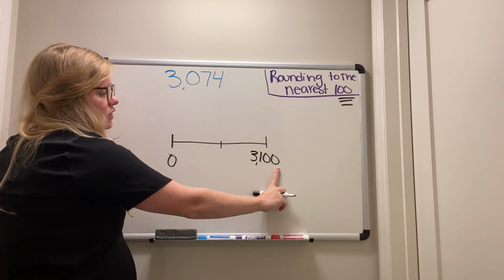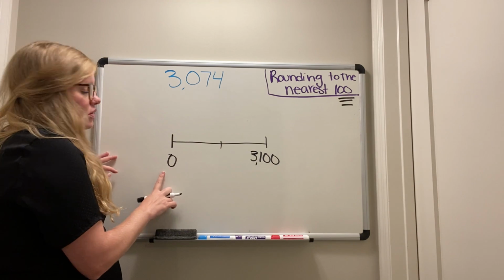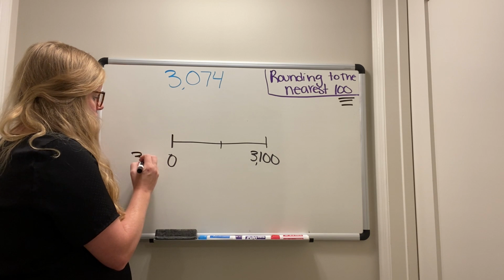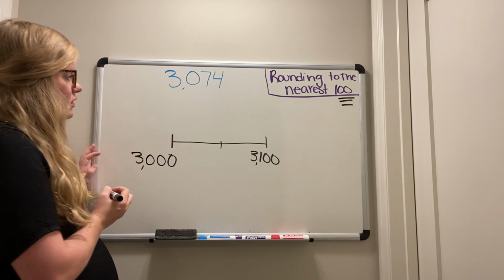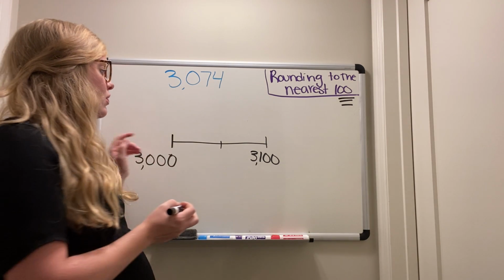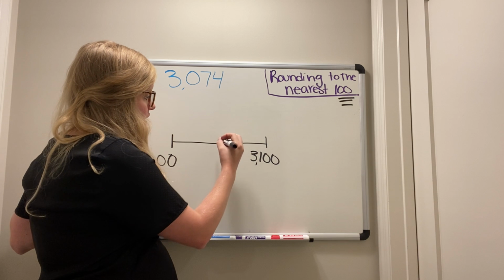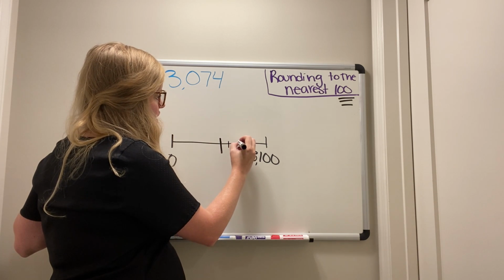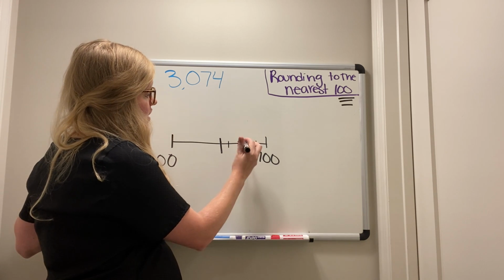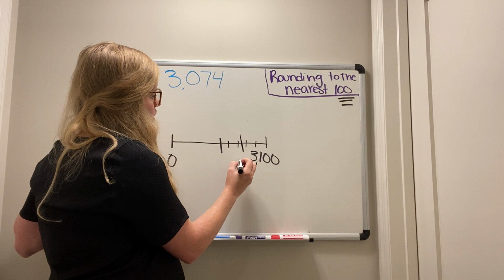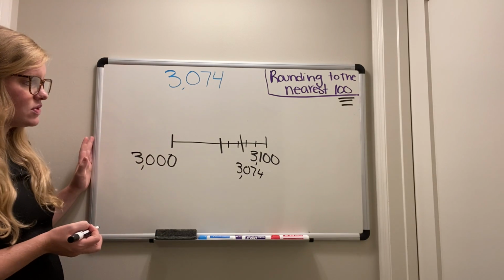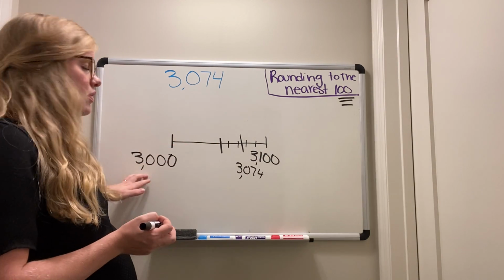Now, if 3,100 is the higher 100, what would the lower 100 be? That's right, 3,000. Good. Now 3,050 is here. 3,074. Let's do what we did yesterday. So if this is 50, 60, 70, 80, 90, 100. So we would be 50, 60, 70, 4. So 3,074 would be right there. Now tell me, scholars, is it closer to 3,100 or 3,000?